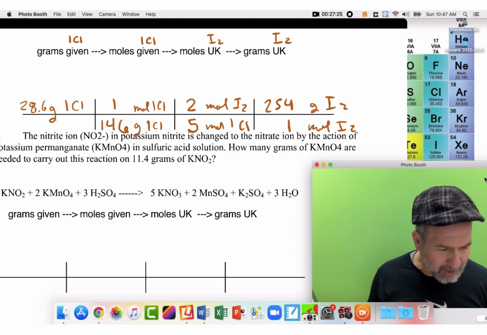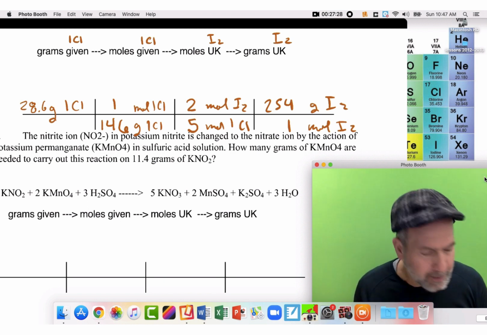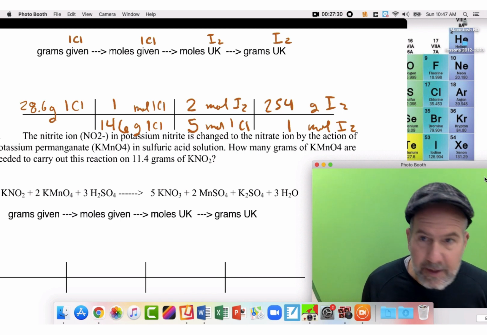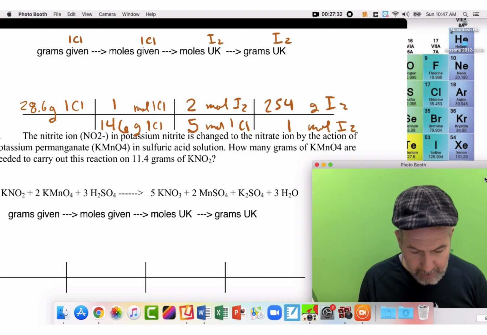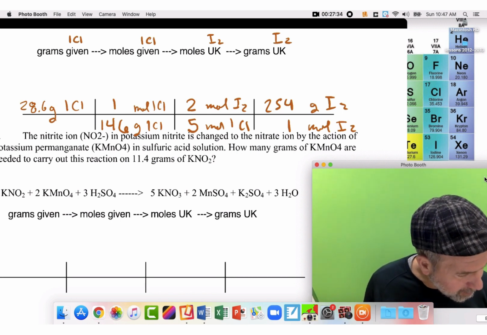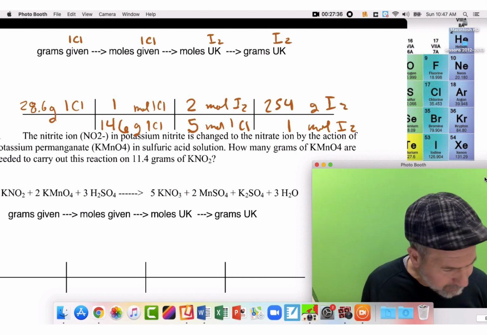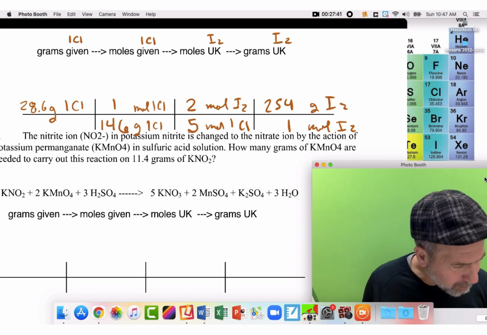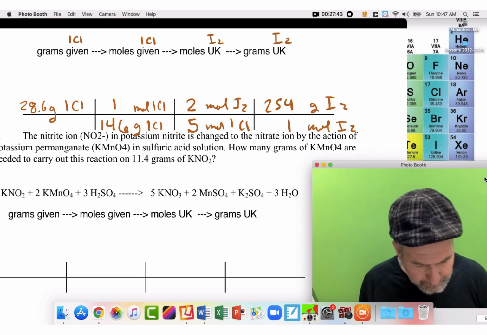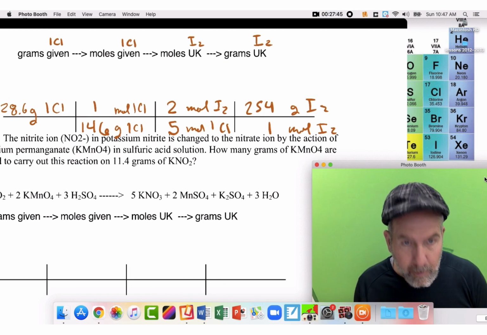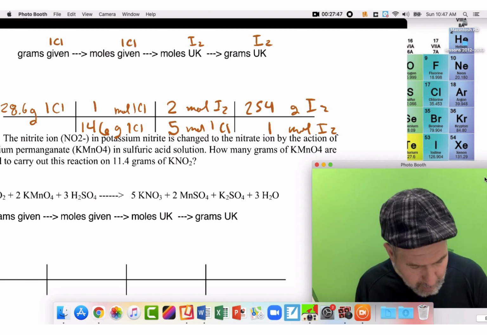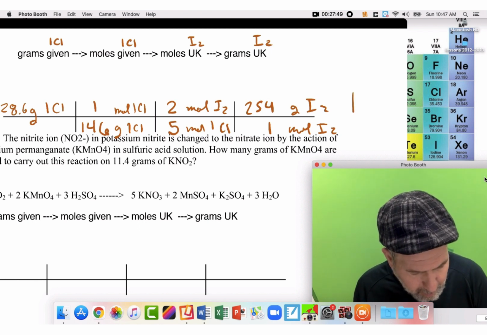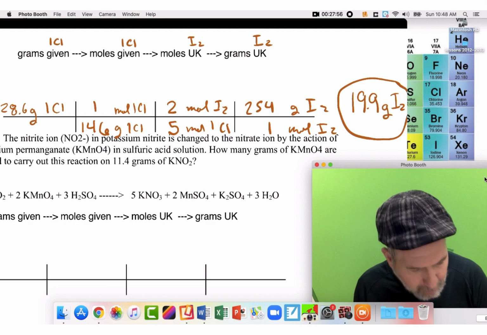Okay, so now I'm ready. So I already put in 28.6 divided by 146, right? Times 2 divided by 5 times 254 equals, I have 19.9. And that's grams of I2. All right.